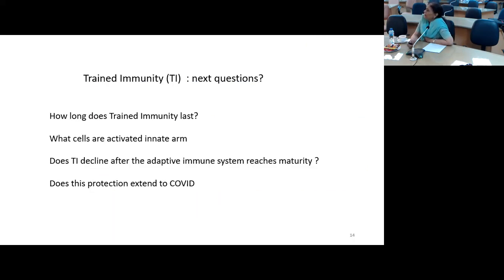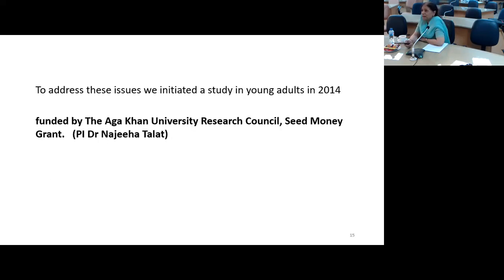So the next set of questions that we wanted to know was, how long does trained immunity last? What cells are activated in response to a second stimuli? Does TI decline after the adaptive system reaches maturity? Does this protection extend to COVID? That was the most interesting question as far as I was concerned, having looked at the maps of incidence.